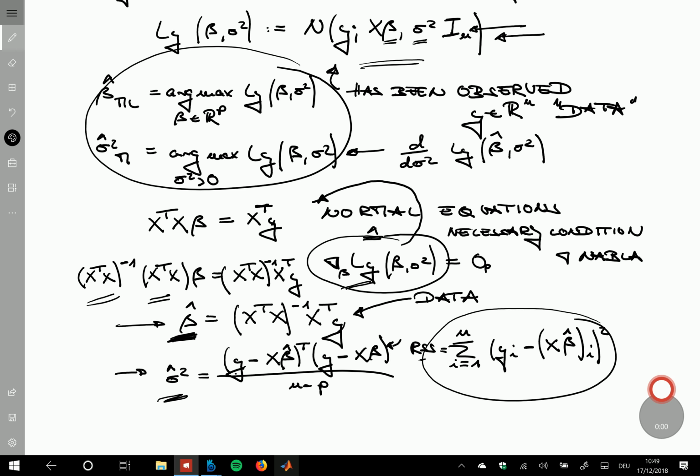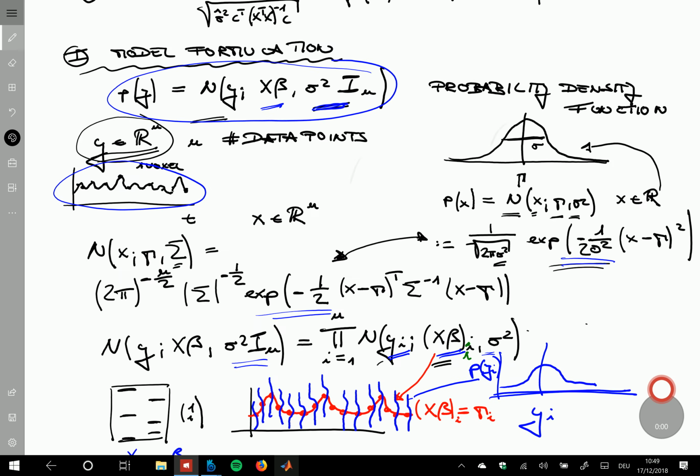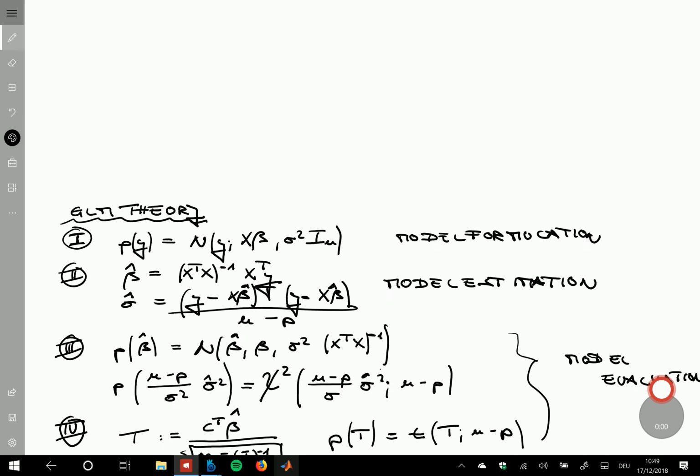Other questions? So now, basically, if we have some data, we can compute an estimate of our effects and an estimate of our error variance.